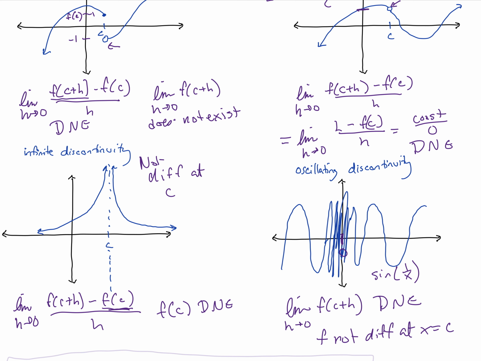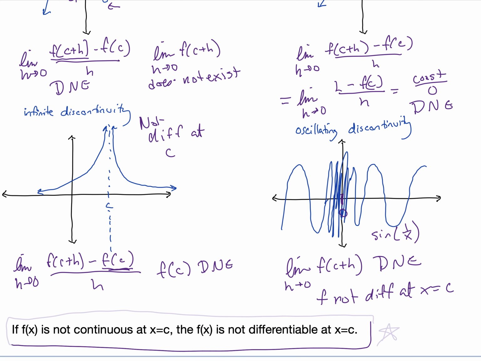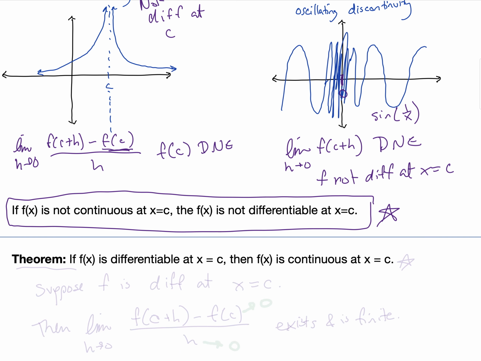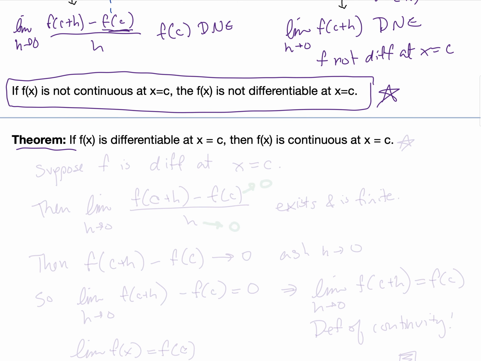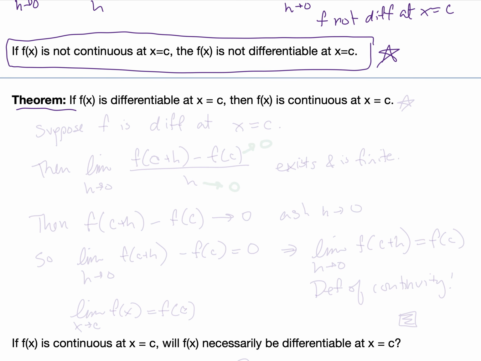So all that is to say that if f of x is not continuous at x equals c, then f will also not be differentiable at x equals c. And that is something that I want you to know. That statement is logically equivalent to its contrapositive, which is this theorem right here. If f of x is differentiable at x equals c, then f will be continuous at x equals c.